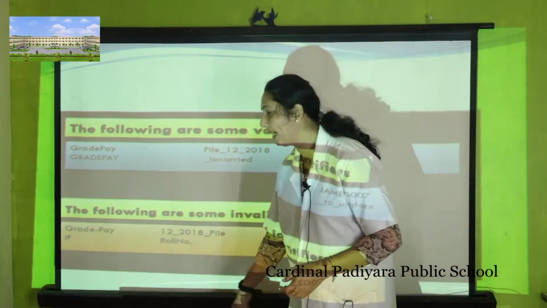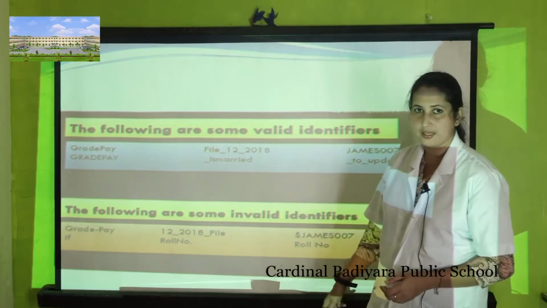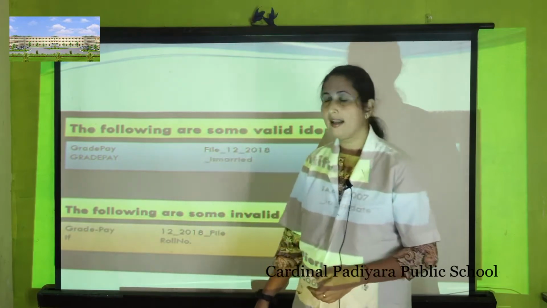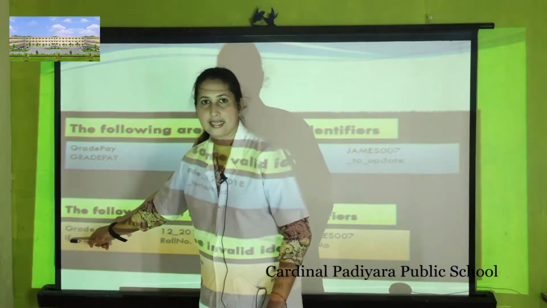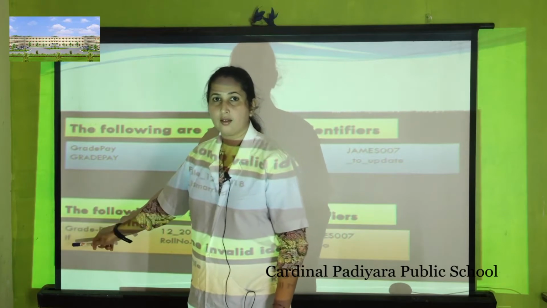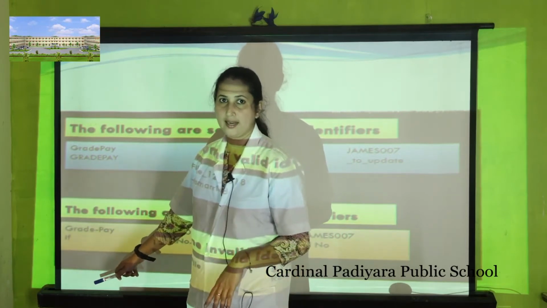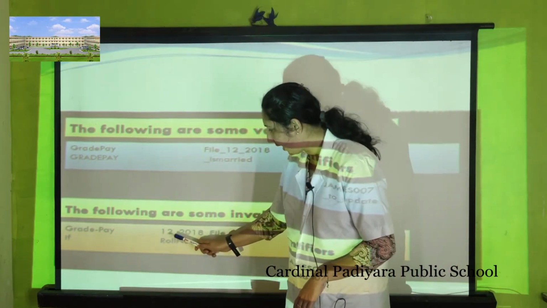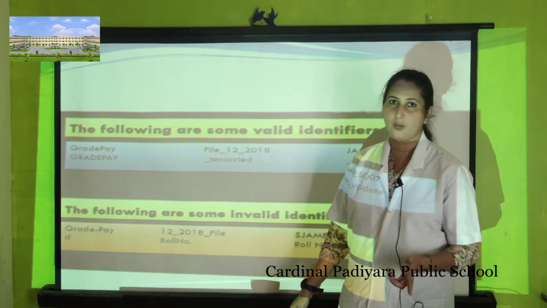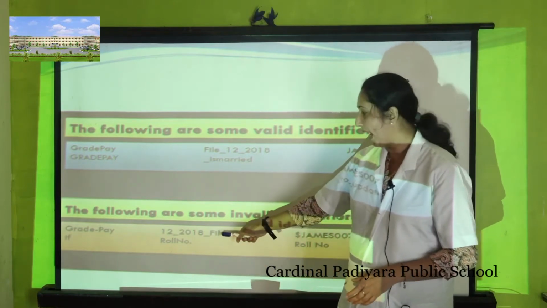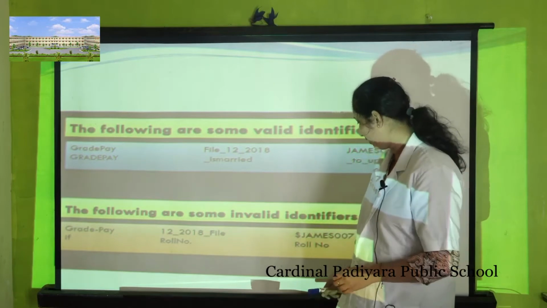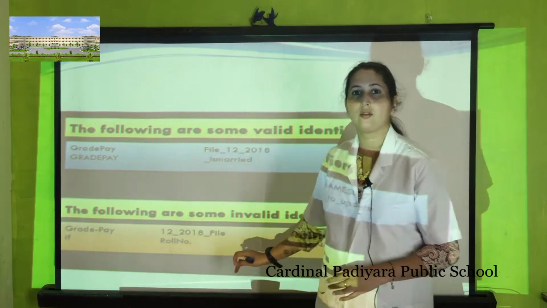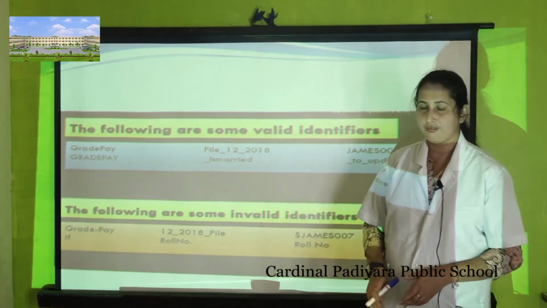Here we can see invalid identifiers. It is not a valid identifier because a hyphen is used. Then if means it is a keyword, so following the rule, it cannot be used as an identifier. Then the next identifier is 12 underscore. 12 is a digit, and the first character should not be a digit, so it is not considered an identifier. Next is roll space numbers. Space is not allowed in an identifier, so it is also an invalid identifier.